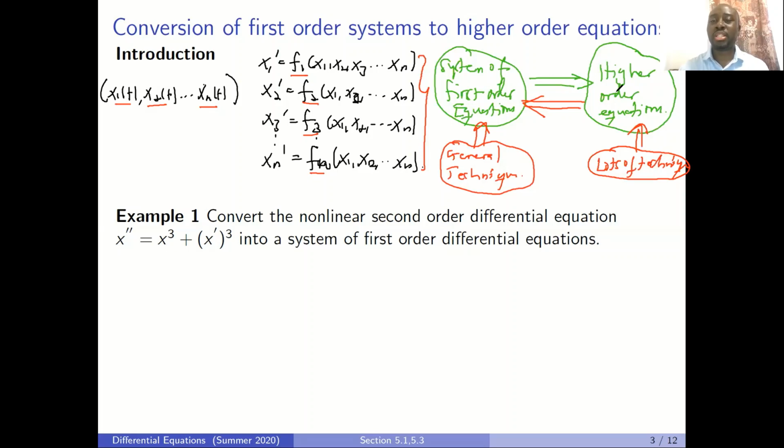Being able to successfully go back and forth between these two worlds allows you to use the methods that you find most convenient to solve whether it's a system of equations or higher order equations. What we're going to spend the next couple of examples doing is practicing how we can go from a system of first order equations to higher order equations, and then how we can go from higher order equations to a system of first order equations. And then we'll actually discuss the solution technique.